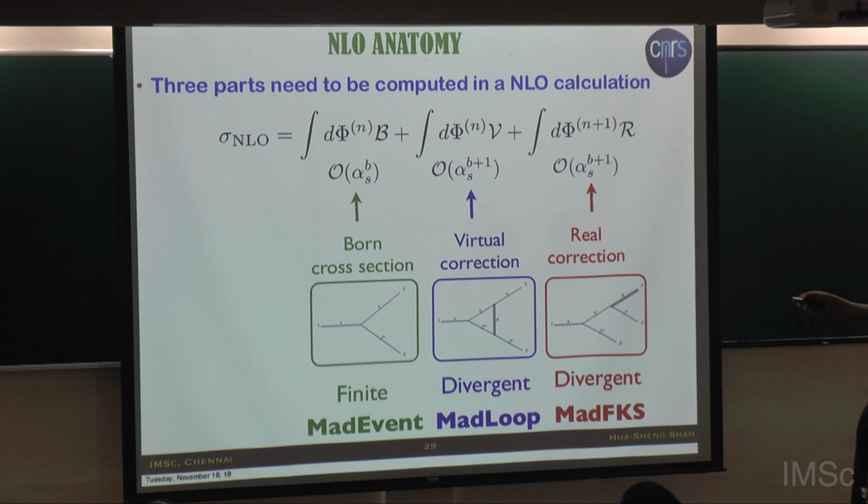So this one we call the Born cross-section. This is called the virtual corrections, and the real correction. This terminology I already used previously, right? And remember from the previous example, the Born is finite in the phase space integration. Virtual is divergent, but for the loop integration, not phase space integration. And real is divergent for the one-body phase space integration. Okay, and only when you combine them do you get a cancellation of the infrared divergence. Of course, for the virtual you need the renormalization.